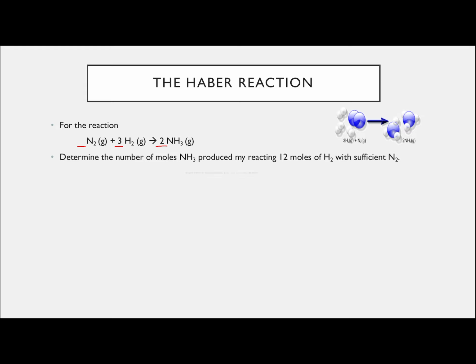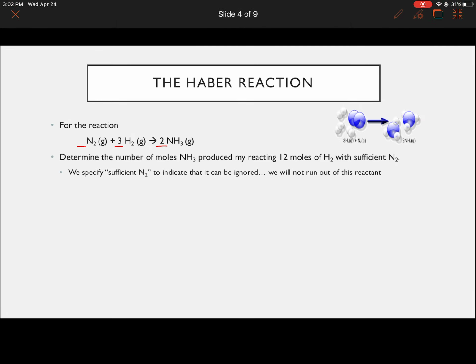So first step, it also says we have sufficient nitrogen. This just means that we can ignore the nitrogen in this process. We have enough of it. We're not going to run out of that. So we can fully react the hydrogen and the nitrogen together.